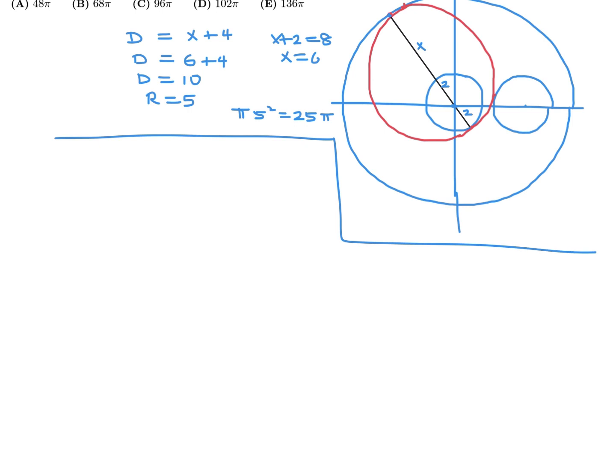So first of all, we have to break this into a few categories, right? How is a circle going to look? All the circles will be tangent to the big one.